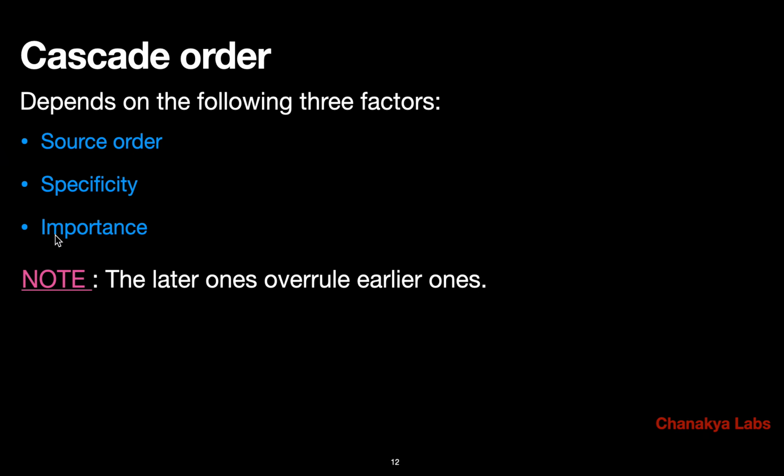And lastly, we saw importance, which is the exclamation mark important declaration. If that is there, then whatever the specificity or source order, this will take more precedence, provided that the specificity is not conflicting, which means that if again two things have important and one has more specificity, then that will take priority. Okay, so this is the order in which things are going to happen. And this section was very important, so we need to revise this regularly.